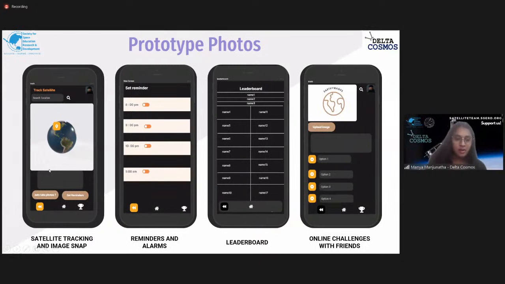This is our track satellite page. Here we have 2 options: auto take photos and set reminders. We have our auto take photos option so that we can take photos without your manual help. We have also included reminders to take photos, so that we can remind you to take your photos while the satellite is above you. We have also included leaderboards. We have 2 leaderboards, one with your friends and the global leaderboard. We have also added the app, the game, to make it more engaging and fun.